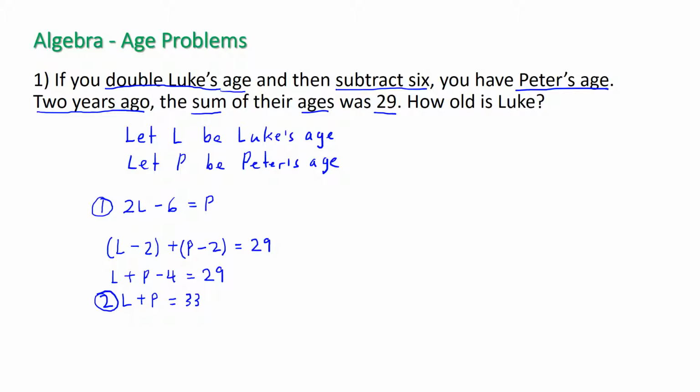And since P is already isolated in the first equation, what I'm going to do is just substitute the first equation into the second. Okay, so what I'm going to get is L plus 2L minus 6. So I'm replacing the P in the second equation with 2L minus 6. And that's going to equal 33. So now I'm going to collect like terms. So L plus 2L, I'm going to get 3L minus 6 equals 33.